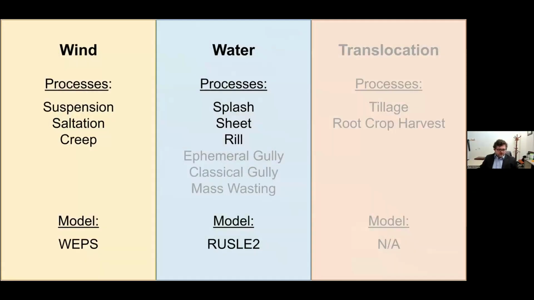So just to summarize in a single slide again, these are the processes that are included and accounted for in the officially adopted models at NRCS, and the ones that are grayed out here are not included. So you can see we're accounting for several processes, but not all of them. So if you're confused about why we are still seeing erosion as a problem across the country, well, here's a big reason.